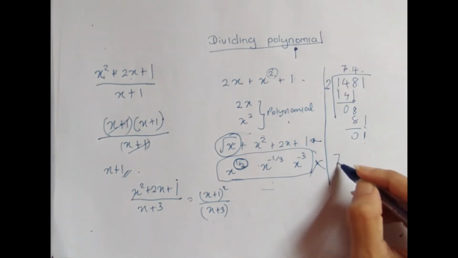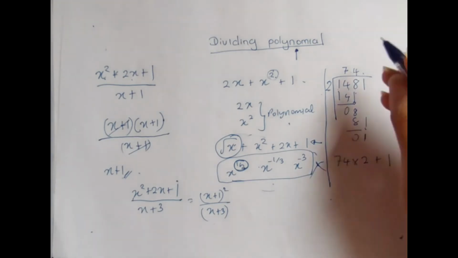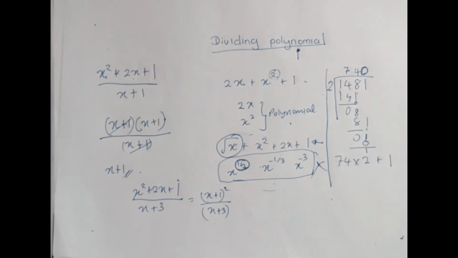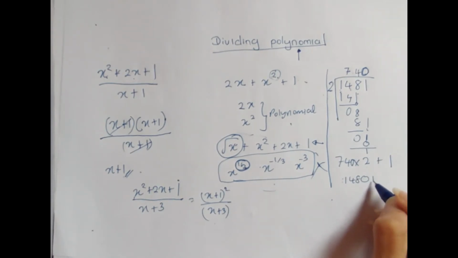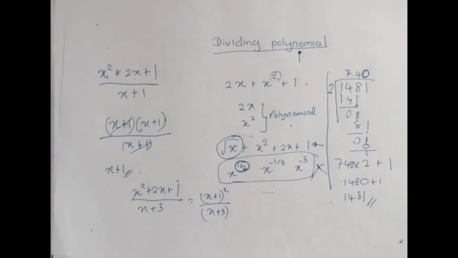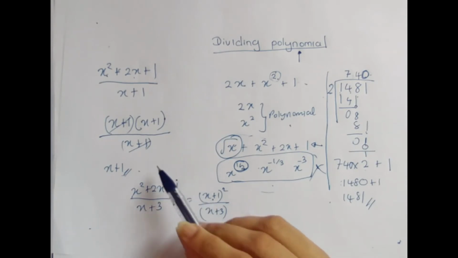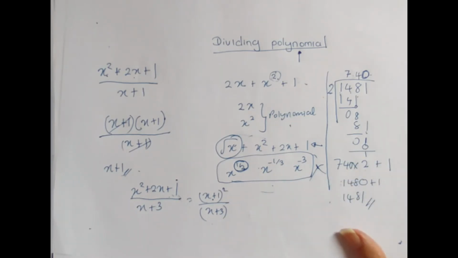If I multiply 740 by 2 and add 1, I must get this answer. So the remaining is 1. 740 times 2 is 1480, plus 1. So the answer is 1481. So you can see this is how you do long division. You use the same method to solve this sum, and I will explain how to do that.